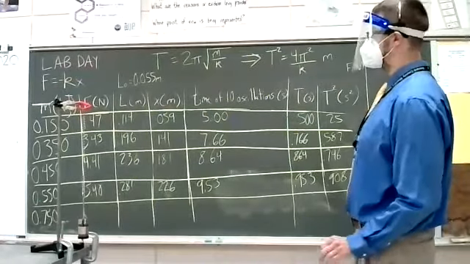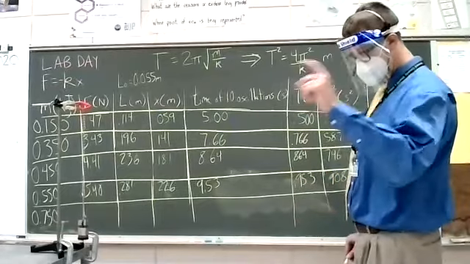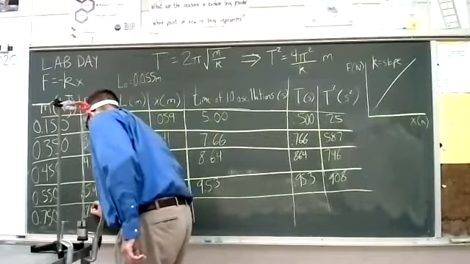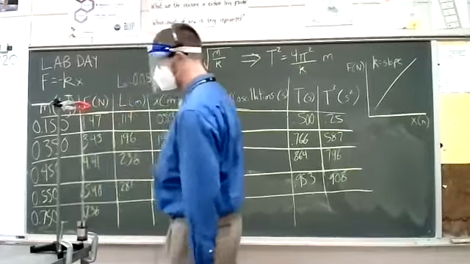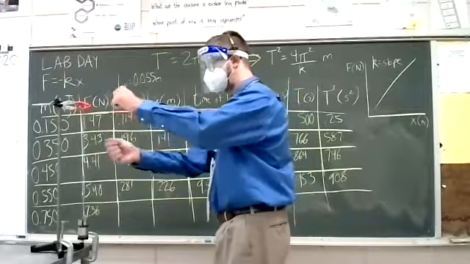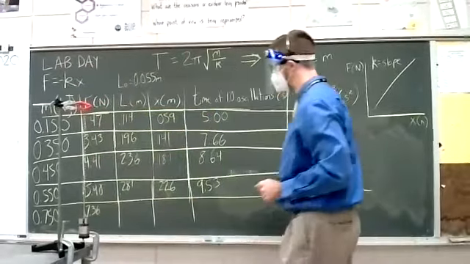0.750 kilograms times 9.81 newtons per kilogram is 7.36 newtons of force acting down. Also 7.36 newtons of force in the spring, a restorative force, pulling back up on it, right? So it's in equilibrium.